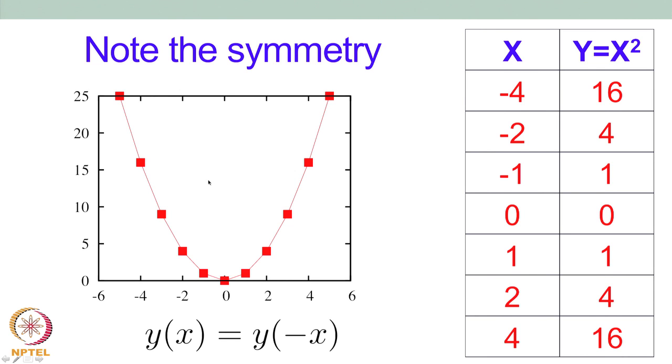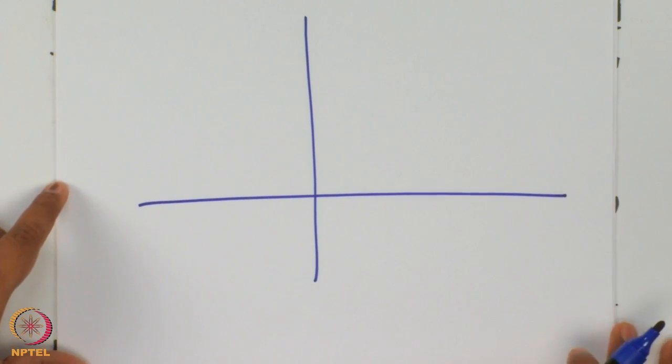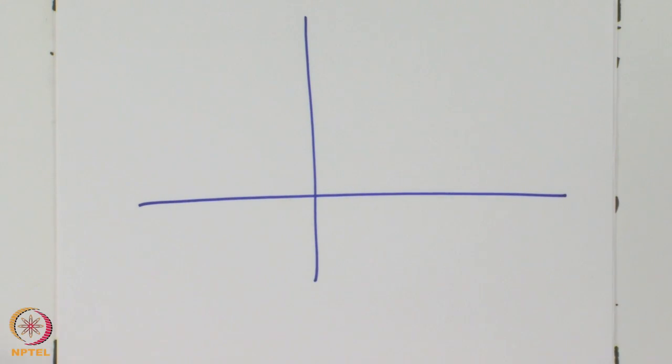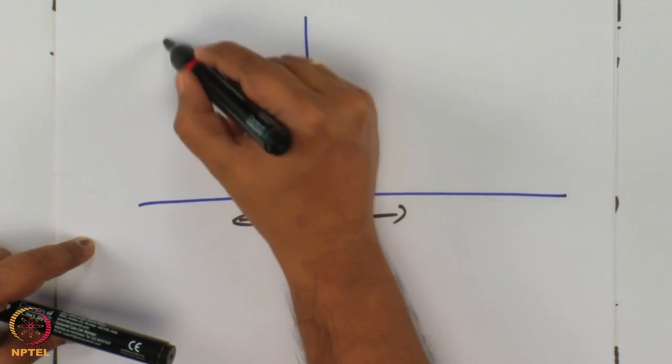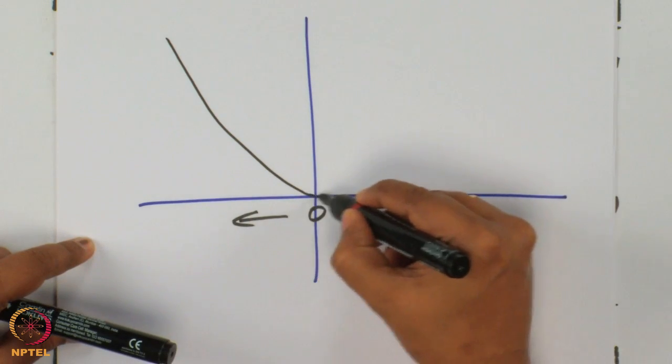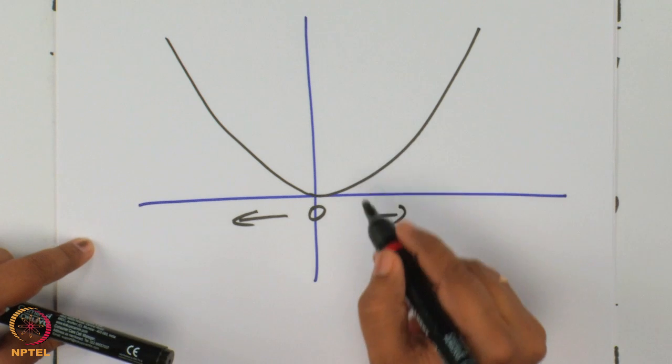So what is the symmetry here? Let me plot here. We are plotting both the minus side and the plus side of this. So this is 0, this is negative and this is positive, and it looks somewhat symmetric. What does it mean?